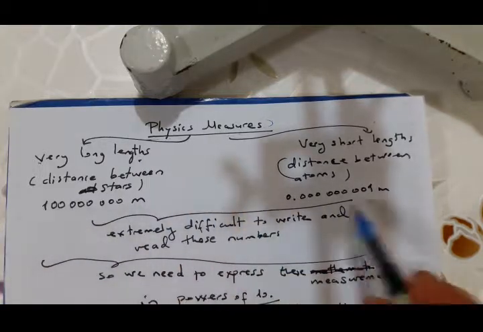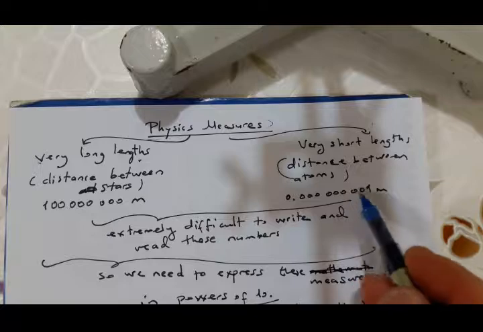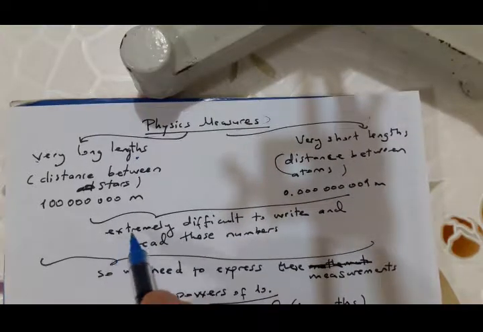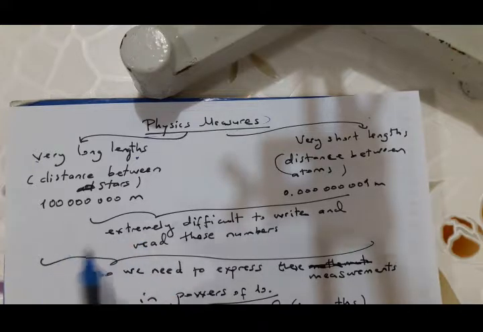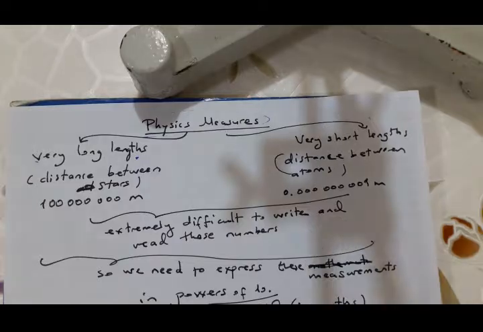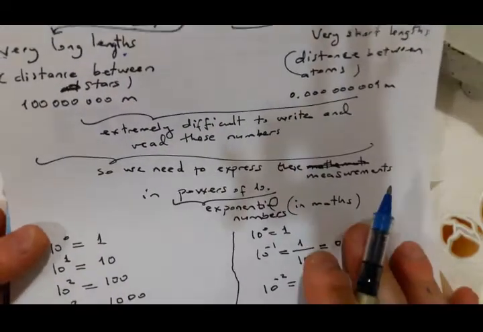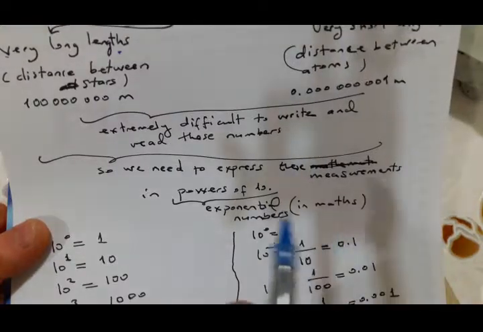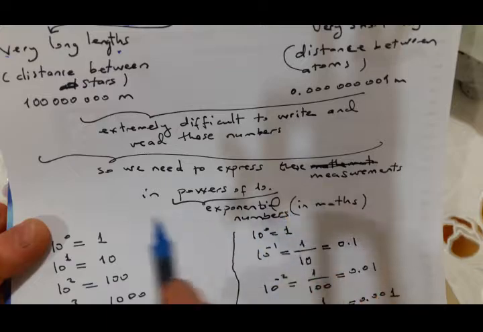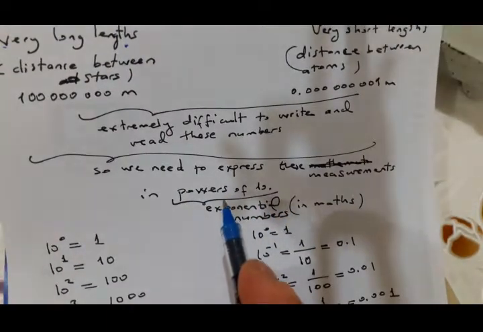The distance between stars is 1 followed by many zeros. This is so long. Or the distance between electrons is 0.0000000 and so on. So the book says it's extremely difficult to write and read these numbers. For that reason, using powers of 10 will make our job easier, and we can express these measurements in an easy way.